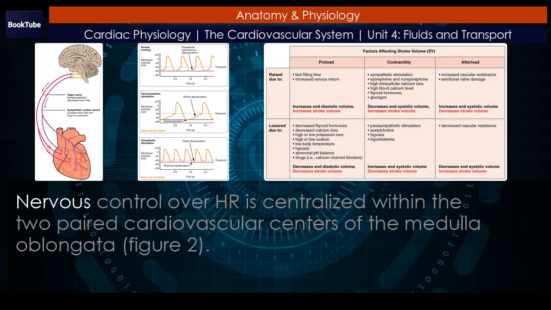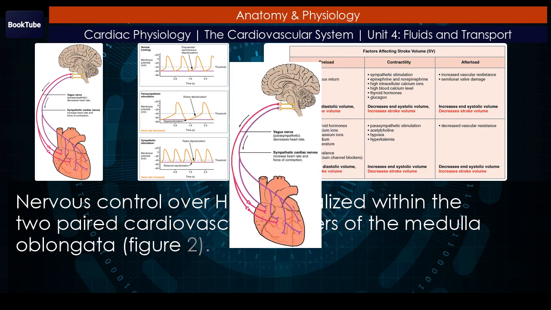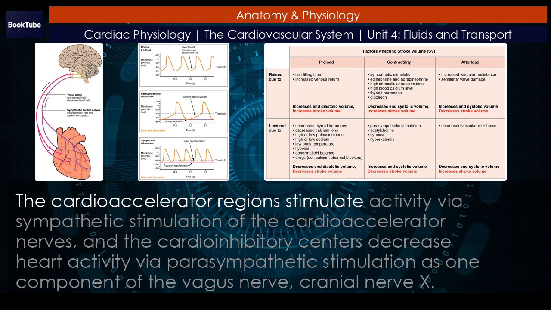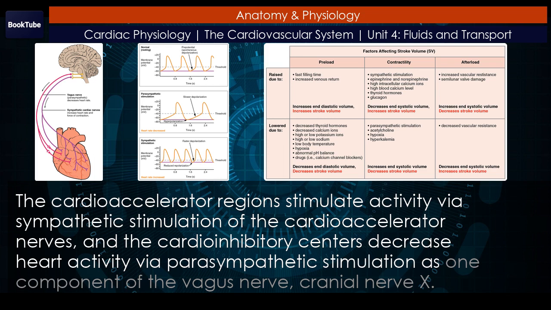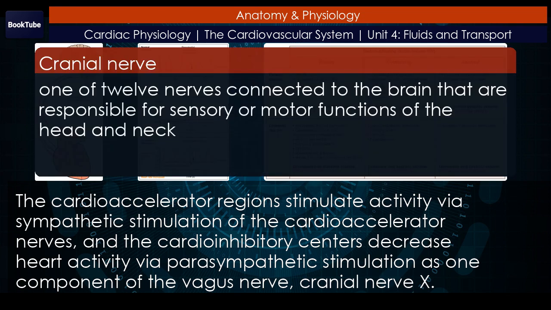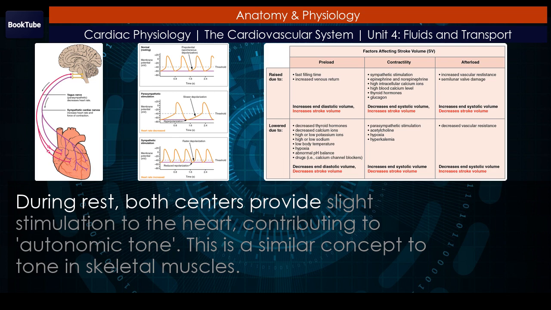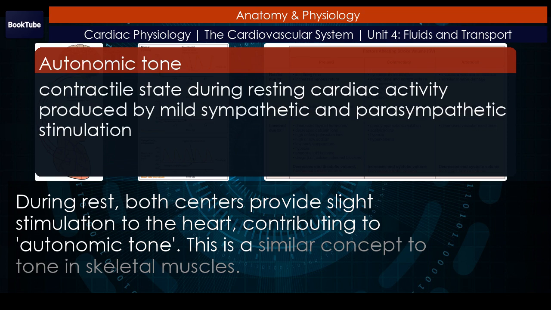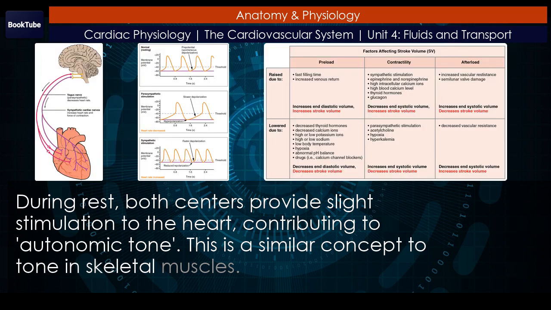Cardiovascular centers. Nervous control over HR is centralized within the two paired cardiovascular centers of the medulla oblongata. Figure 2. The cardio-accelerator regions stimulate activity via sympathetic stimulation of the cardio-accelerator nerves, and the cardio-inhibitory centers decrease heart activity via parasympathetic stimulation as one component of the vagus nerve, cranial nerve X. During rest, both centers provide slight stimulation to the heart, contributing to autonomic tone. This is a similar concept to tone in skeletal muscles.